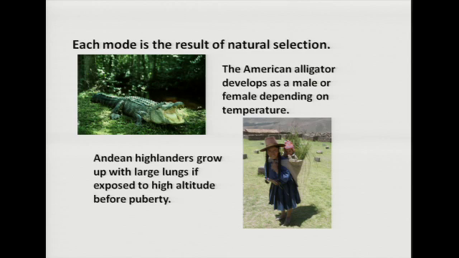Andean highlanders, another part of the world where people live at high altitude. If they're exposed to high altitude before puberty, they grow up to have very large lungs. This is another example of developmental acclimatization. So as long as he stays there, or she stays there, she'll grow up to have large lungs. And by large lungs, I mean about 25% larger than ours. They have very large lungs. Acclimatization.